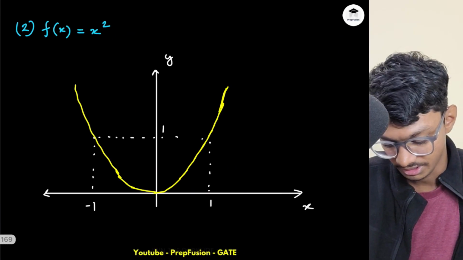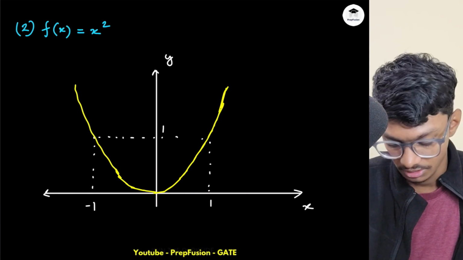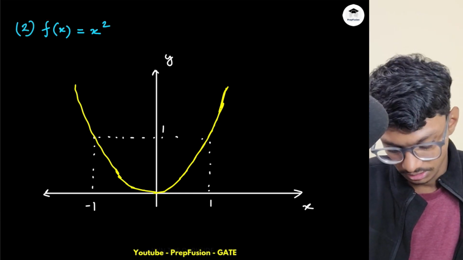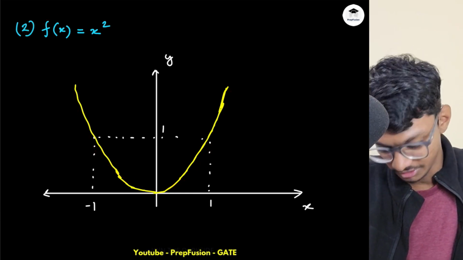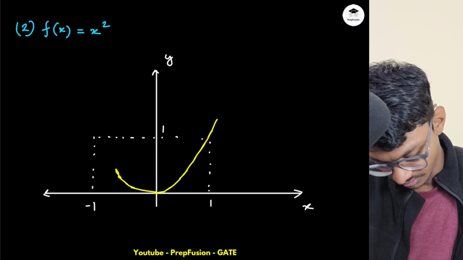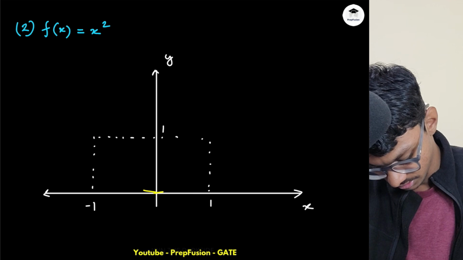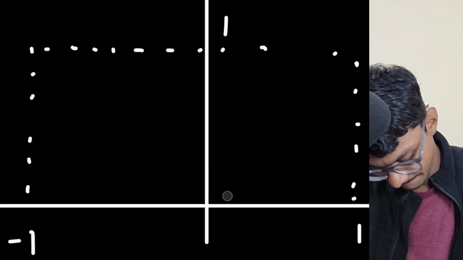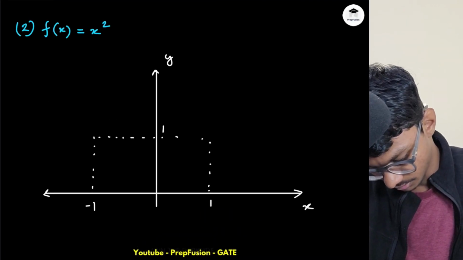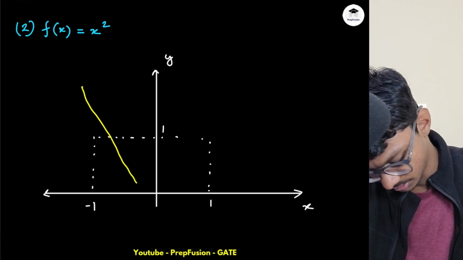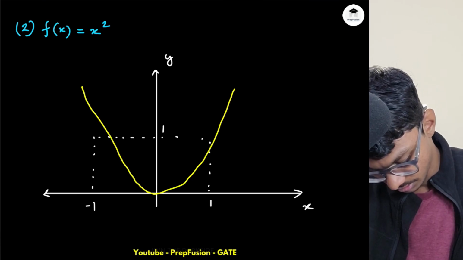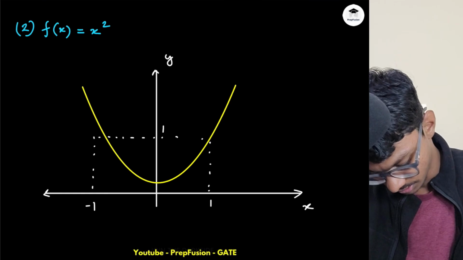Now let's go to the second graph, that is f of x equals x square. It is a parabola basically. Don't go by my drawing, my drawing is not that good. I will try to make this better. Just hold on a second. Yeah, this is much better.